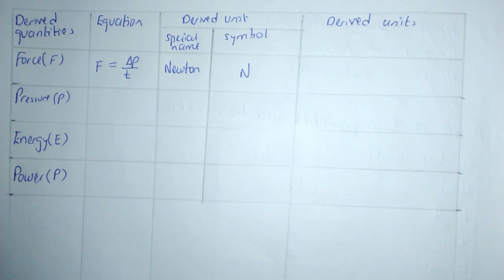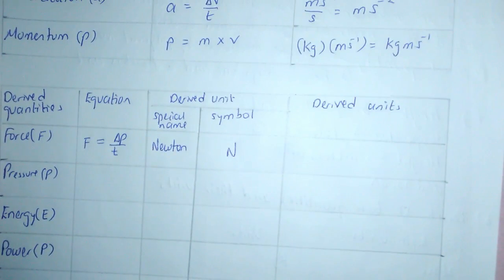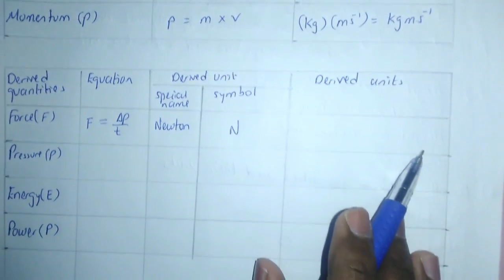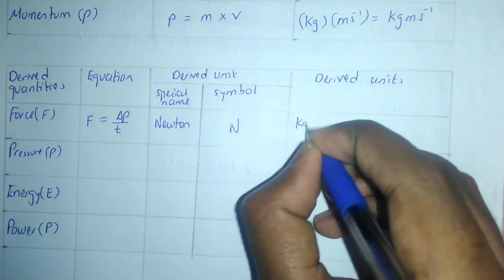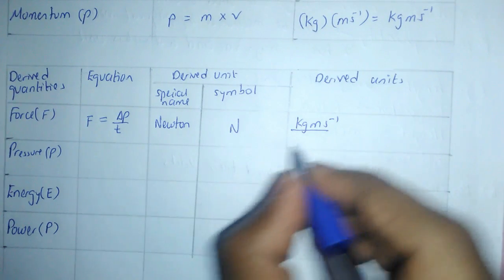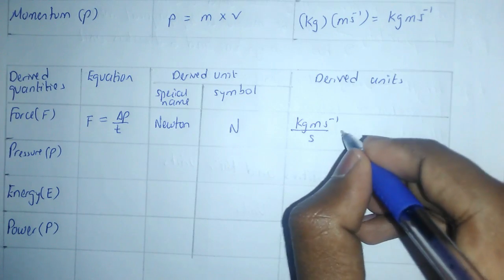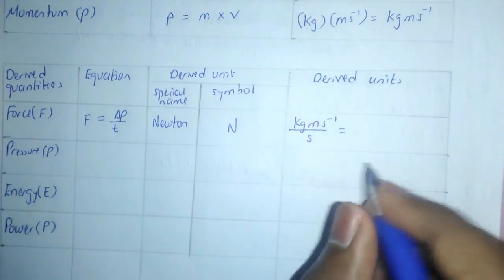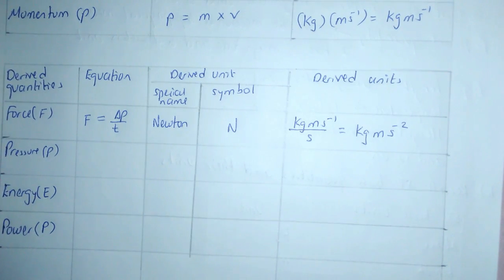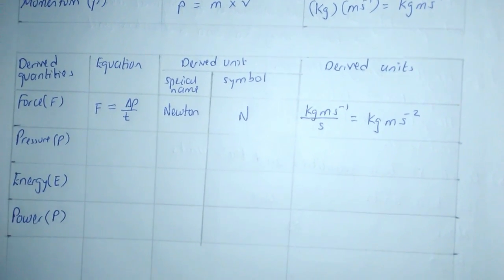Now let's go and try to derive the unit for force. Now we know that momentum has the unit, as we have seen here, kilogram meter per second. So we're just gonna put it here, kilogram meter per second. Now this is divided by time, so it is second on the denominator. Rearranging this, we get kilogram meter per second squared. So this is the unit for force.